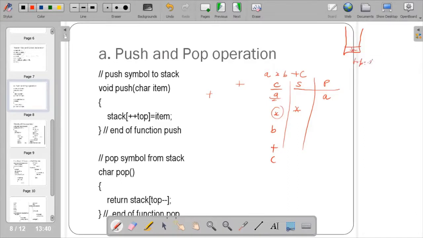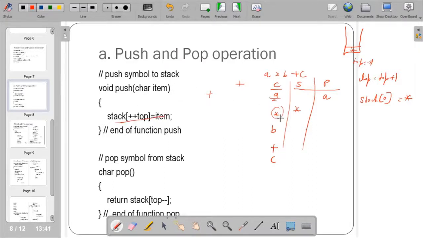I'd already explained this concept in the stack program. So what will happen? I need to increment the top, right? So top is equal to top plus 1. Initially top was -1, so it is stack of 0. I'm going to place the item, that is the star. So this is one line for pushing, and the same function is for pushing an item.